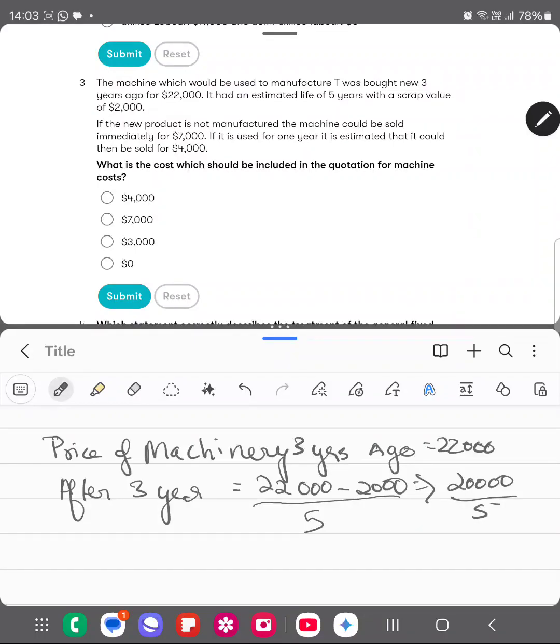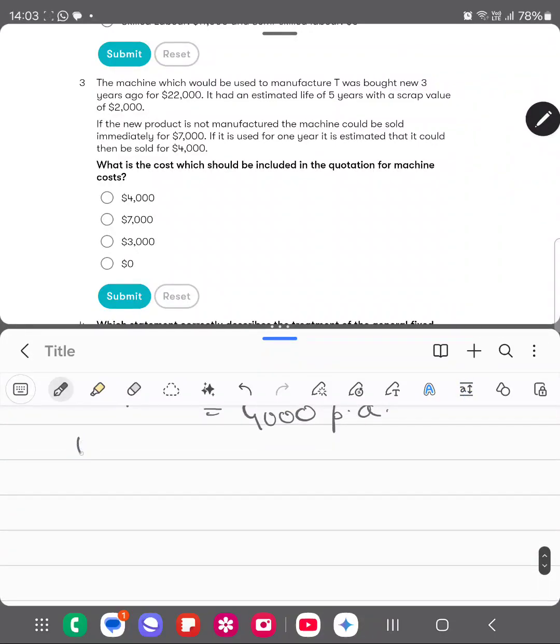So basically, this is not after. Yeah, I do want to calculate the cost of the machinery after 3 years. But first, for that, I need to calculate the depreciation per year. So let me calculate the depreciation. So the depreciation would be 4,000 per annum. Hence, depreciation for 3 years would be 4,000 into 3, which is 12,000, right?